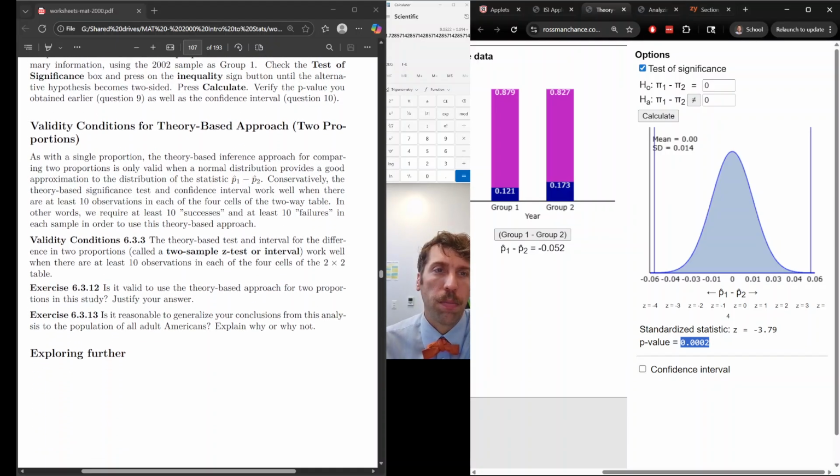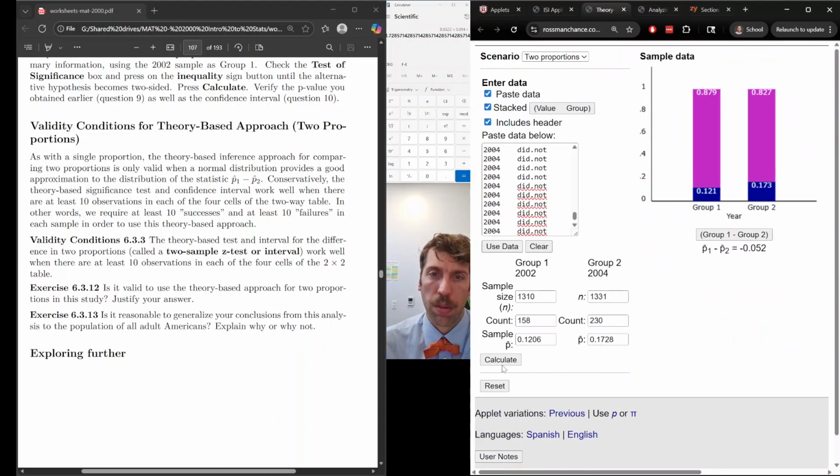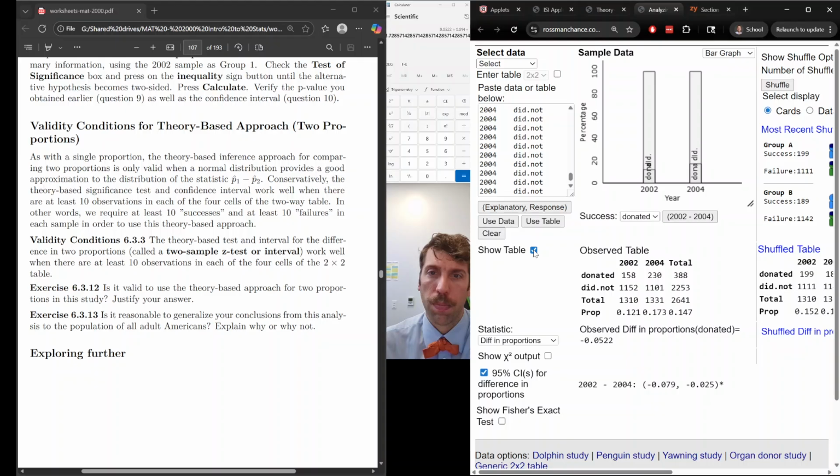All right. Then validity conditions. So as with single proportion, the theory-based inference approach for comparing two proportions is only valid when a normal distribution provides a good approximation. Conservatively, the theory-based significance test and confidence interval work well when there are at least 10 observations in each of the 4 cells of the two-way table. So if I look here, is there a way to show the table? No, not here, but in the other one there was. I could show table, and so as long as these 4 numbers right here are all at least 10, then I meet the validity conditions. Okay.